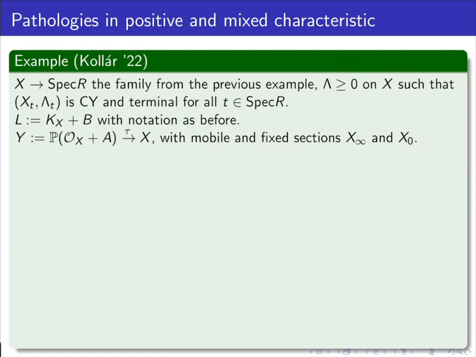And then we let Y be a P1 bundle over X. Here A is just any ample line bundle, it doesn't matter. And this P1 bundle will have two sections, which I denote by X_0 and X_infinity. X_infinity is a movable section. As a divisor, it is actually semi-ample, and it's the one that induces the contraction of X_0 down to the cone over X. While instead X_0 is fixed; it doesn't move. It has negative normal bundle.